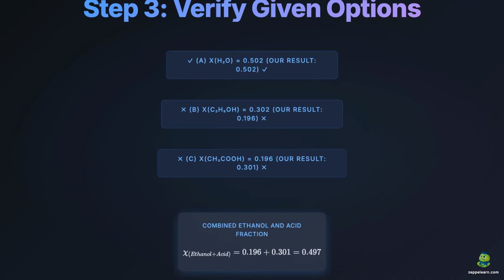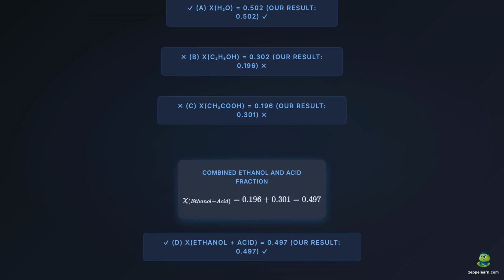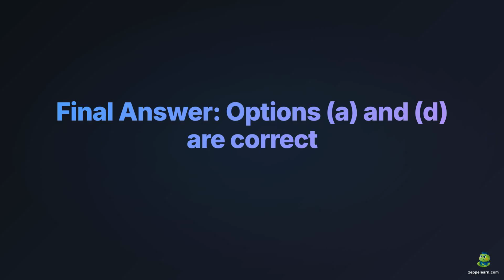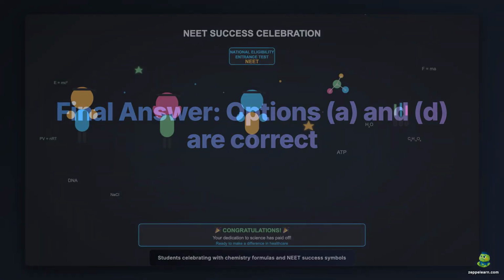For option D, we add ethanol and acid fractions. 0.196 plus 0.301 equals 0.497. Option D claims the combined ethanol plus acid mole fraction is 0.497, and our calculation gives exactly 0.497, so option D is correct. Based on our calculations, options A and D are correct, which corresponds to answer choice 3 in the multiple choice question.